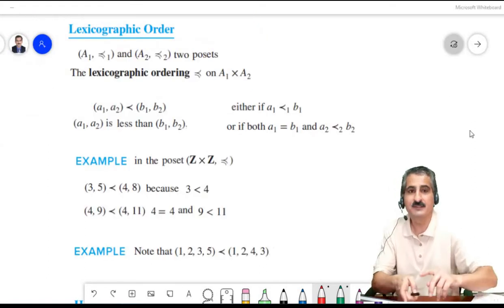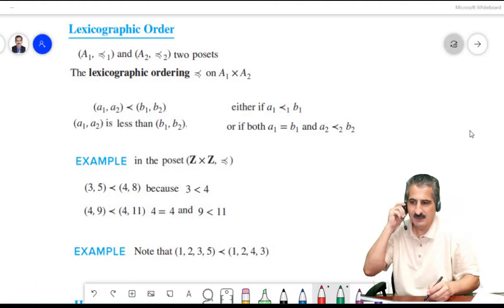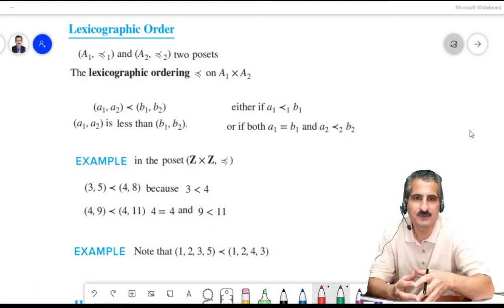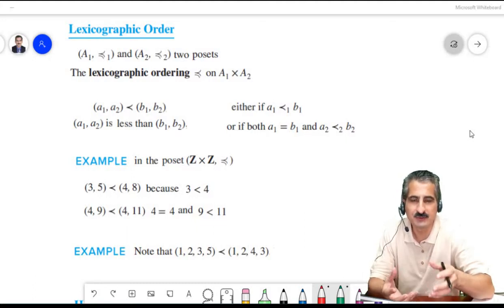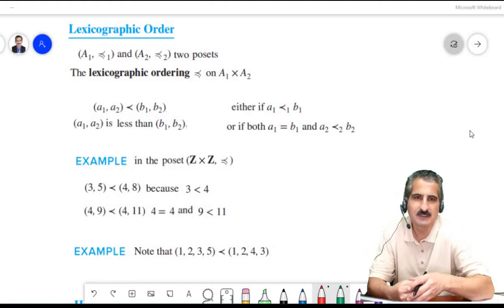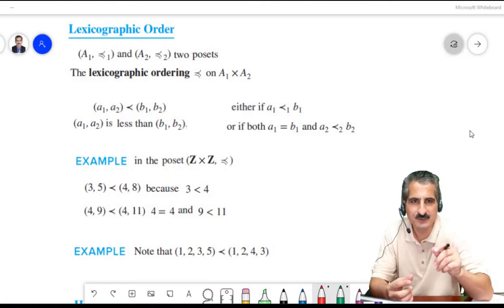Lexicographical ordering. This shows how to do comparison between ordered pairs or 3-tuples or n-tuples in general. And this way of ordering, lexicographical order, is the one that is used in a dictionary. When you have an English word and you find it in the dictionary, you will find the words arranged in the following order.